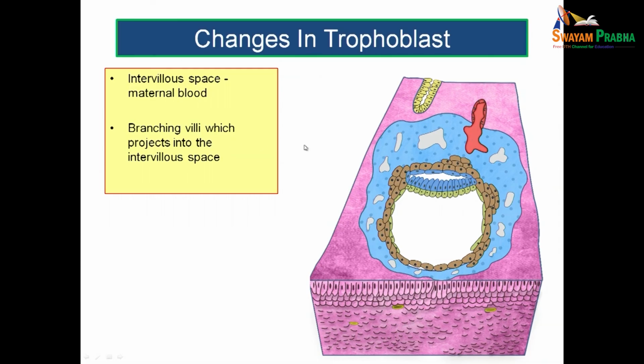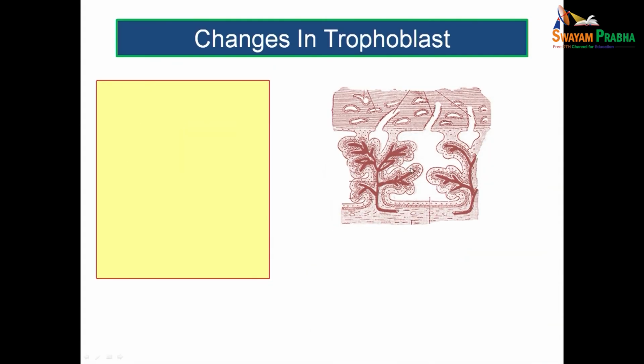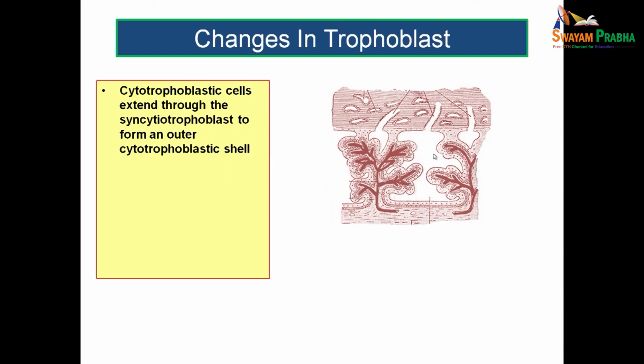And the branching villi will be the villi which are projecting into the lacunar spaces. So, these are the villi, and you will be getting the space between the villi. This is known as the intervillous space. So, the intervillous space is actually the lacunar space. After the formation of the villi, you rename the lacunar space as intervillous space.